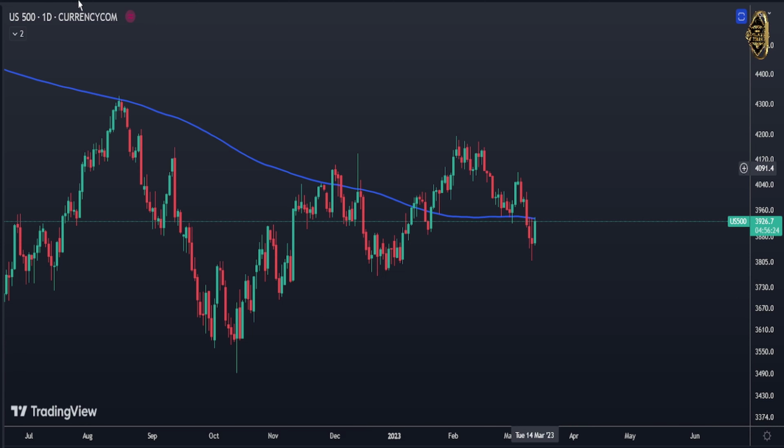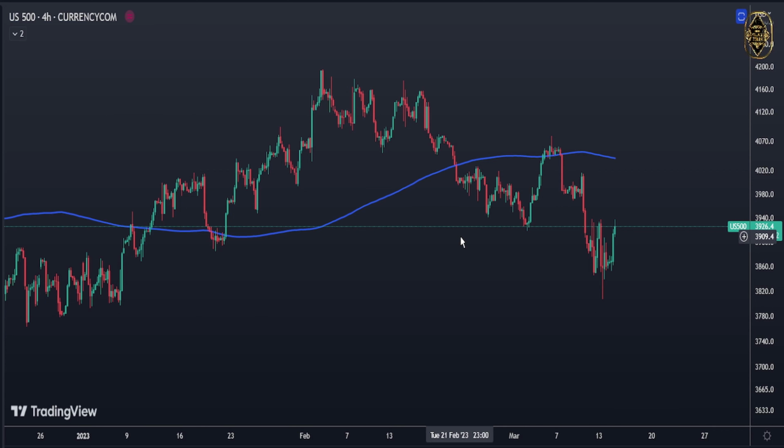Now I'm going to the 4 hours to analyze it for you for swing trading. Here in the 4 hours, we are in a downtrend. As you see, it's breaking the 200 moving average at that level, so it's showing it's falling down. Then it goes back and touches here, and now it's showing it's falling down more.